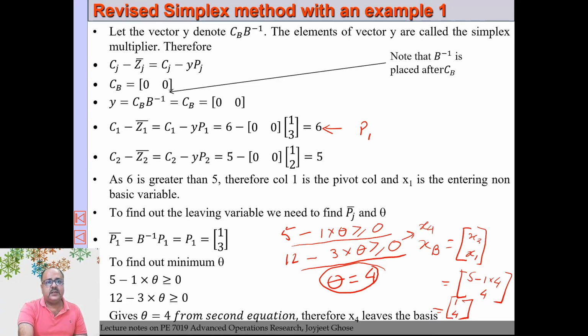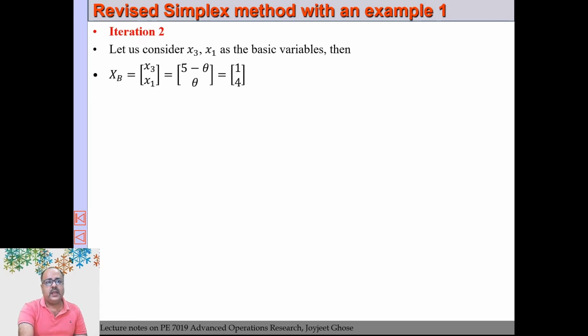In the next iteration, xb will be equal to x3, x1. So we'll start this in the next iteration. Now x3 and x1 are my current basic variables. We start with 5 minus theta, so it is 1, 4. Now if you look at the picture that you have taken of my conventional simplex solution, you will find that x3 is equal to 1 in the second simplex table and x1 is equal to 4.